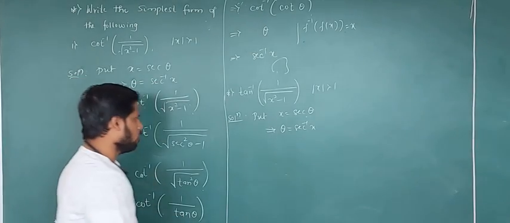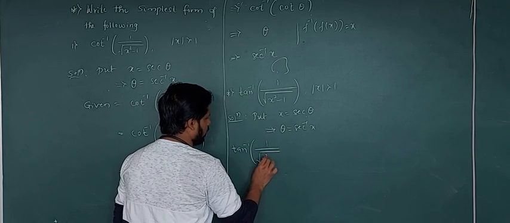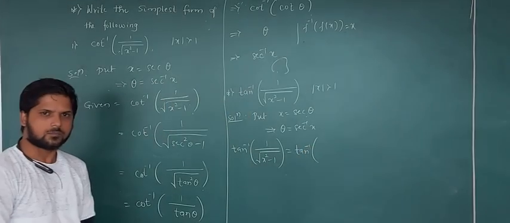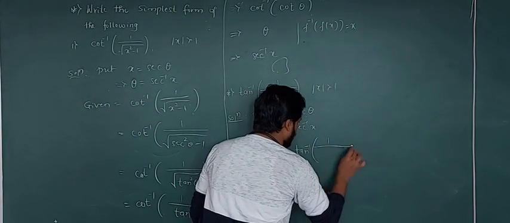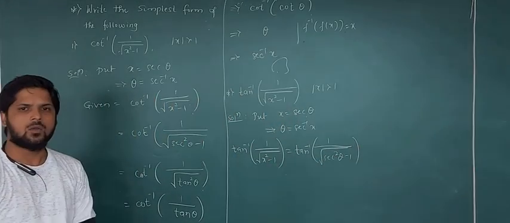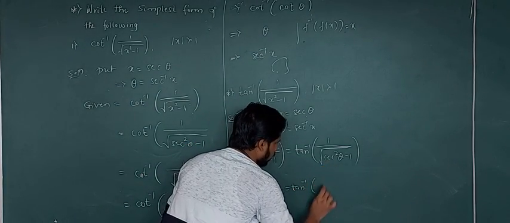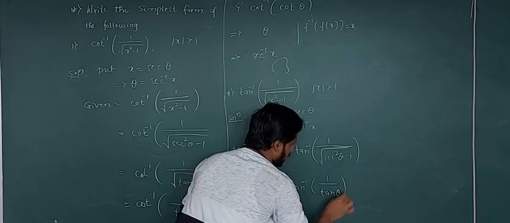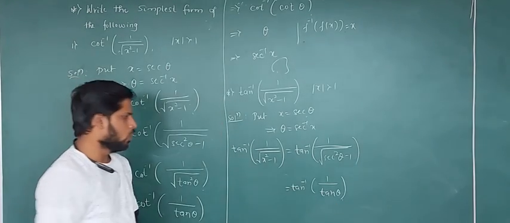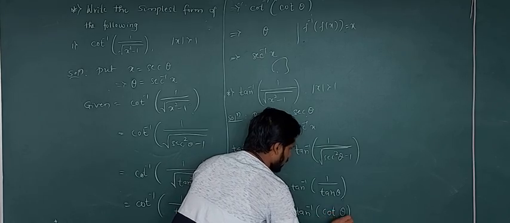Again, the same procedure we follow. Given tan inverse of 1 upon square root of x square minus 1, substitute the value of x, we get square root of sec square theta minus 1. Again this equals tan inverse of 1 upon tan theta, because square root of sec square theta minus 1 is tan theta. So 1 upon tan theta is nothing but cot theta, so tan inverse of cot theta.